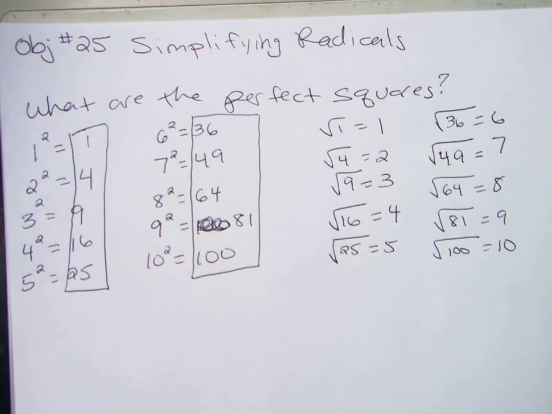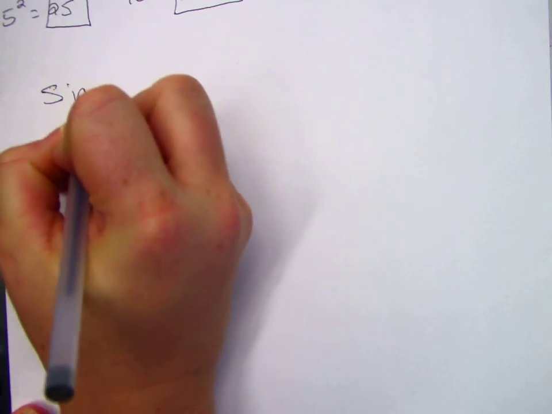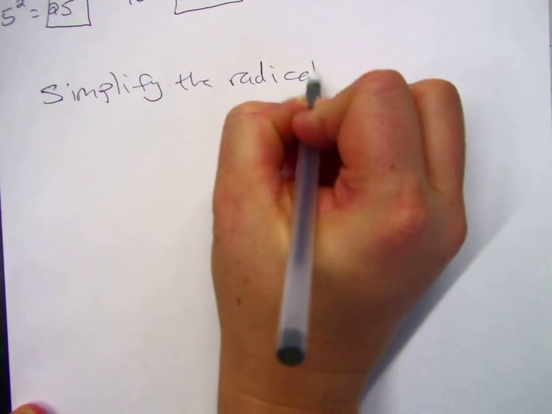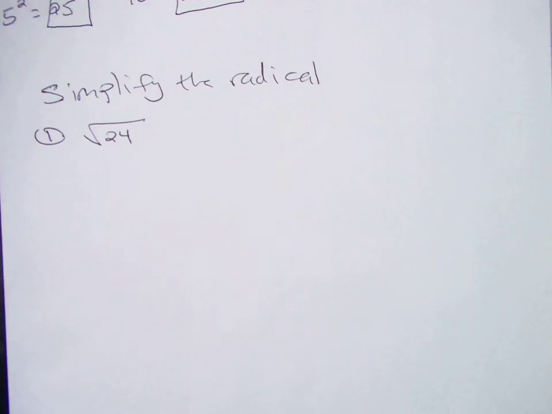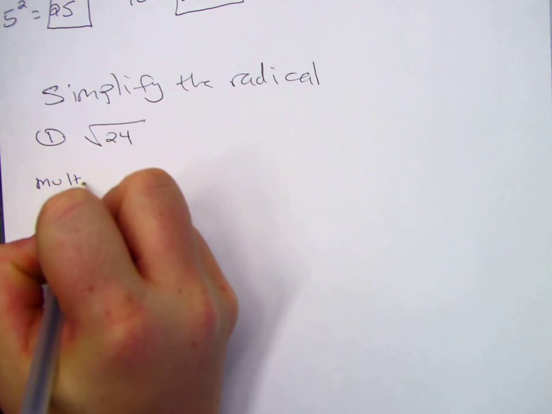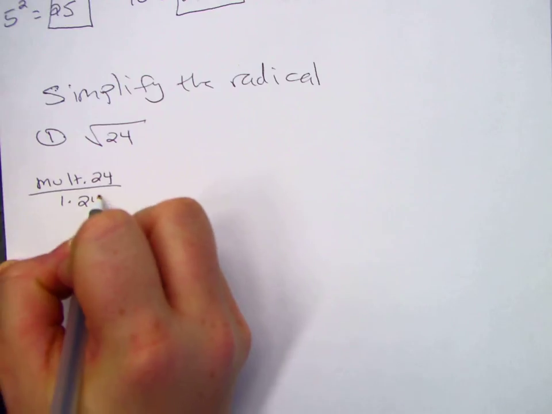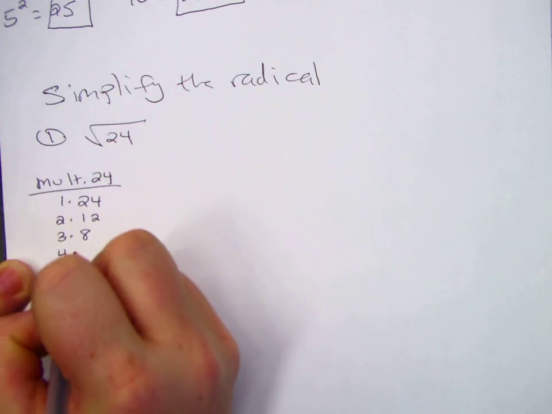What could we do? Simplify, and that's all the directions you're going to get. Simplify the radical. A radical is a square root. Number 1, radical 24. So we don't know the square root of 24. So what we want to do is see, is there a perfect square inside of 24? So we're going to make our multiply chart, not the combined side, just the multiply. What multiplies to 24? 1 times 24, 2 times 12, 3 times 8, and 4 times 6.